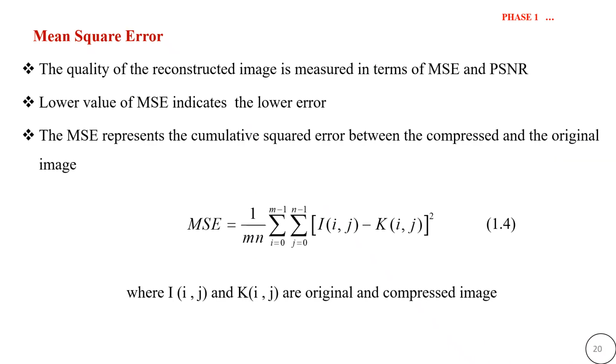Mean square error. What does mean square error mean? The quality of the reconstructed image is measured in terms of mean square error and PSNR value. A lower value of mean square error indicates lower error. The mean square error represents the cumulative squared error between the compressed and original image.